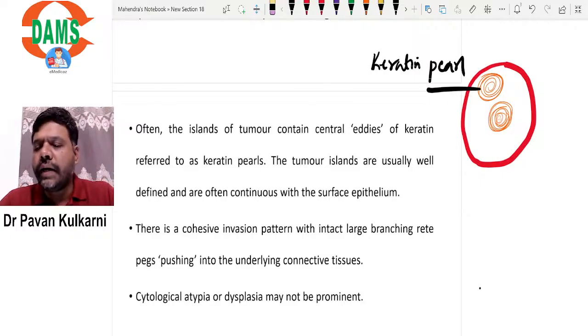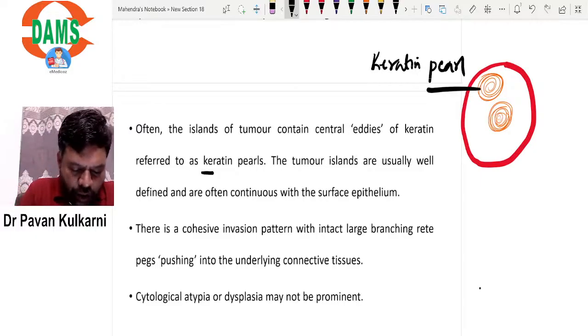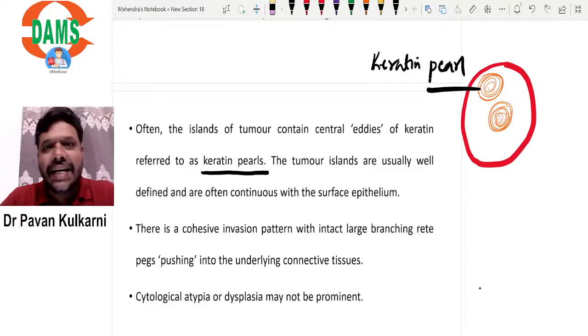This is nothing but your keratin pearl. So the tumor contains a lot of keratin. How exactly is it arranged? It is arranged in the form of keratin pearls.